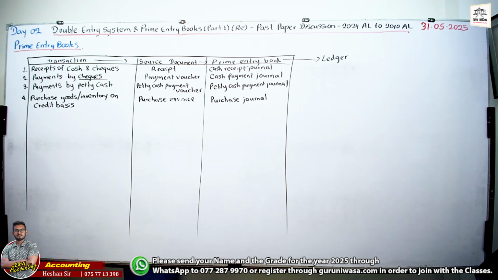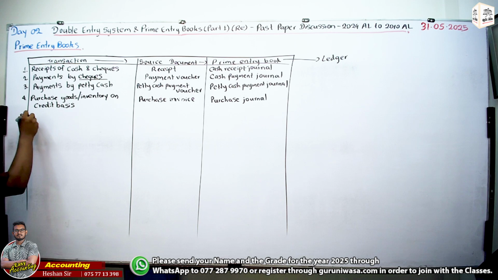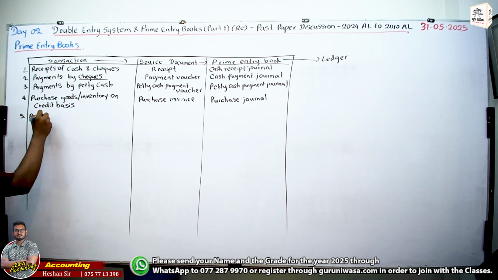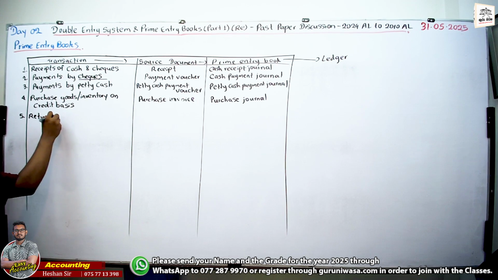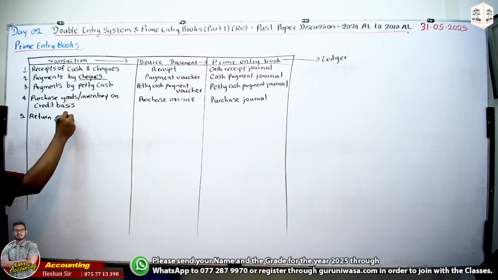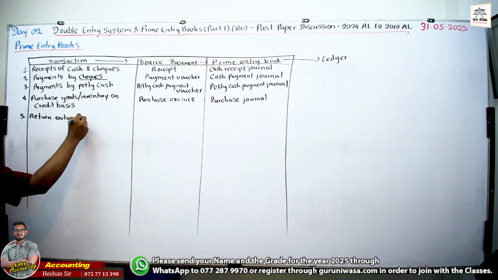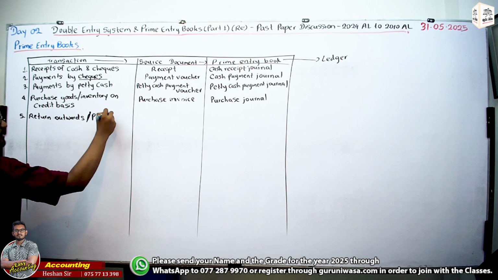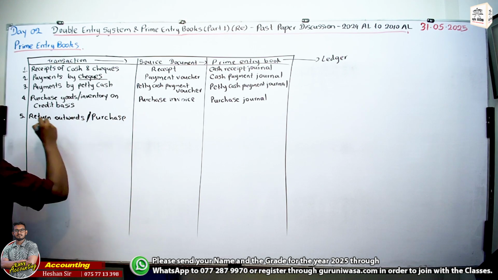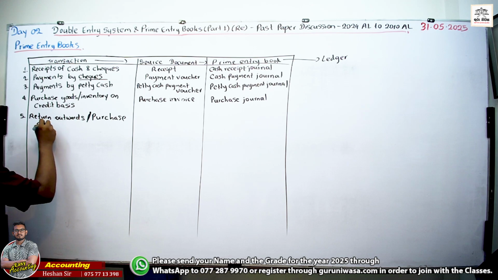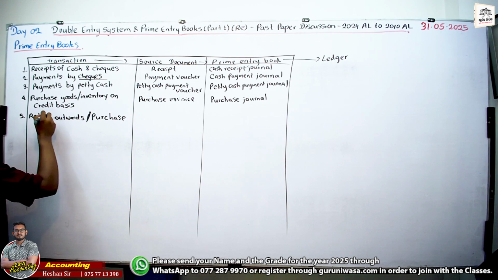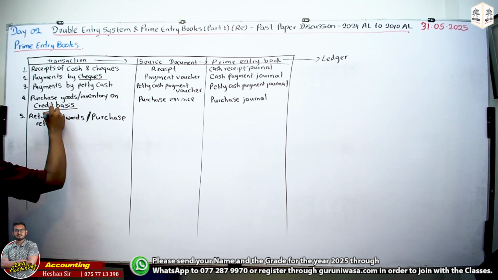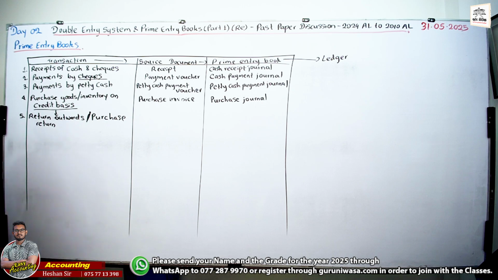Number two, number five, return outwards. Which means purchase return. Remember, we can return only the purchase. We can return only the credit basis purchase.